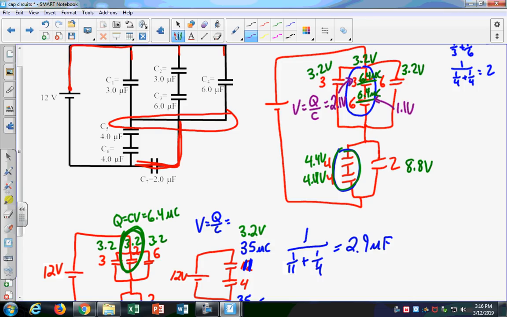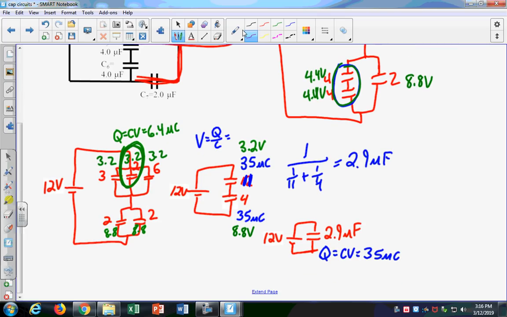So 35 microcoulombs is like QE, Q? This is the charge on the equivalent capacitor. But since they're in series, they have the same charge and the same charge as their equivalent capacitor.